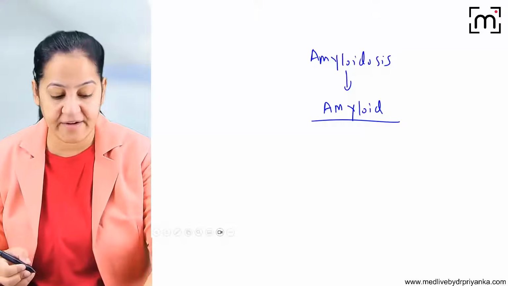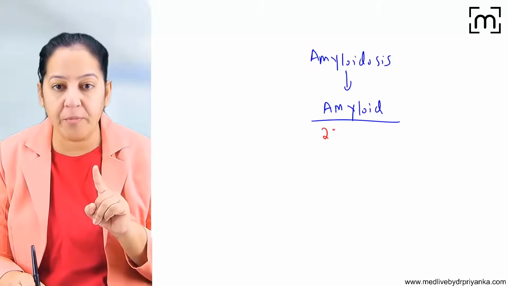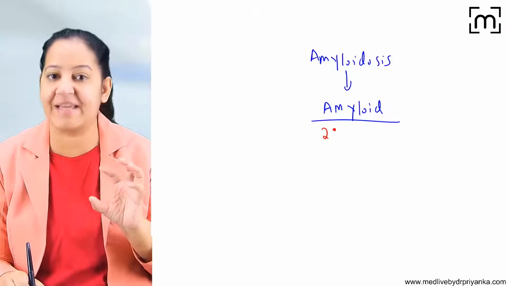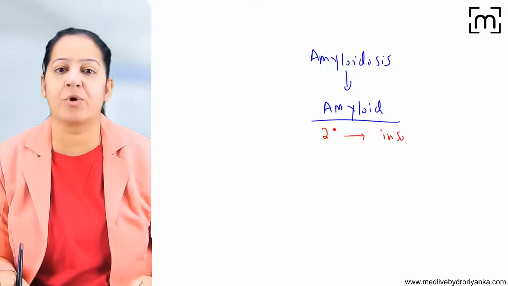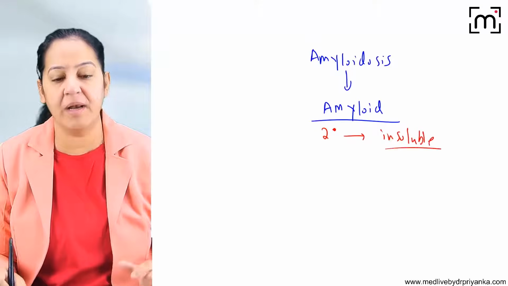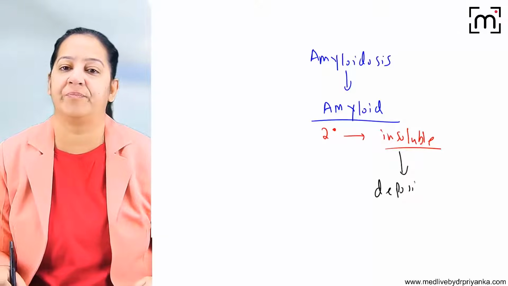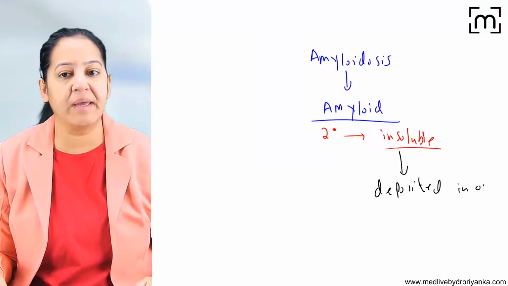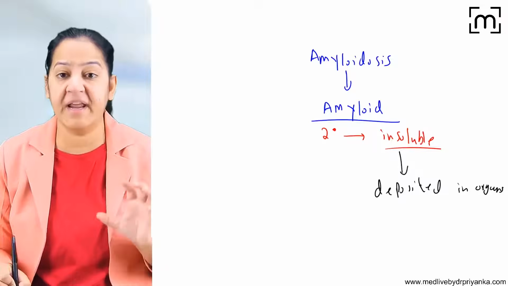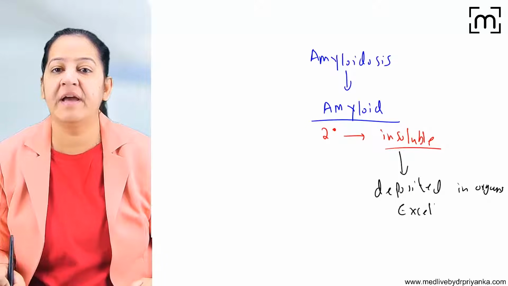What is the abnormality in that? The abnormality is that there is some problem in the secondary structure, which makes it insoluble. Now since it is insoluble, it gets out of the blood and gets deposited in various tissues, various organs, but it gets deposited extracellularly.